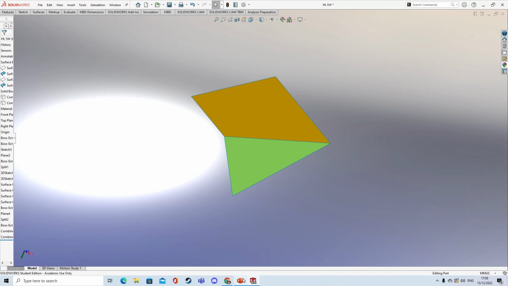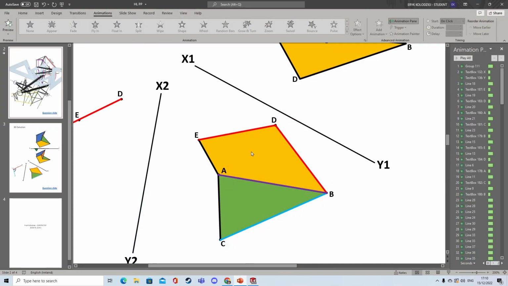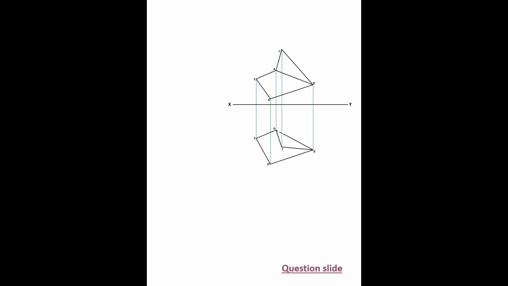So how do we go about finding the true length of AB? So we go back to our drawing. We have all our points here, and we see the line AB. We need to draw an XY line parallel to it. And that's what's going to give us our points perpendicular to it. So we get our new X1, Y1 line.